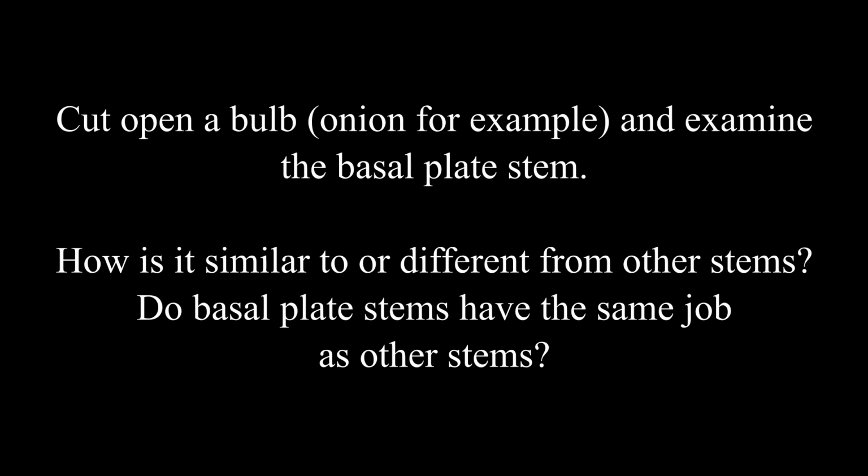How is it similar to or different from other stems? Do basal plate stems have the same job as other stems? So are they still providing structure for the plant? So all of the scale leaves that are attached to the bulb, and then later on the roots that are attached, and all of the vegetation that comes above the ground, is it still all the structure based on that basal plate stem? Is it still holding everything together and providing structure for the plant? Is it still providing a way for the fluids to get transported through the plant?